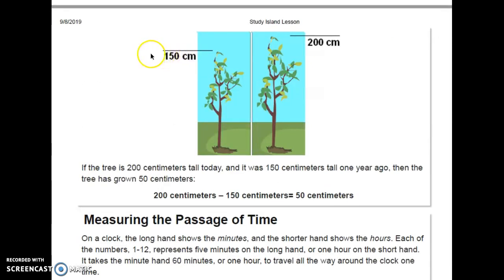If the tree is 200 centimeters tall today, and it was 150 centimeters tall a year ago, then the tree has grown 50 centimeters. We can see the difference.